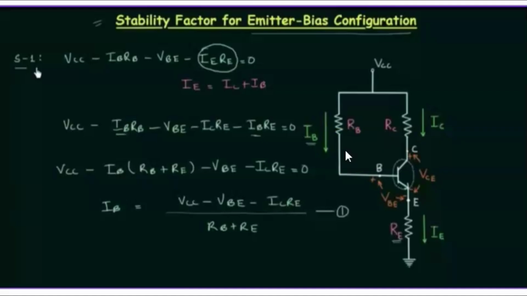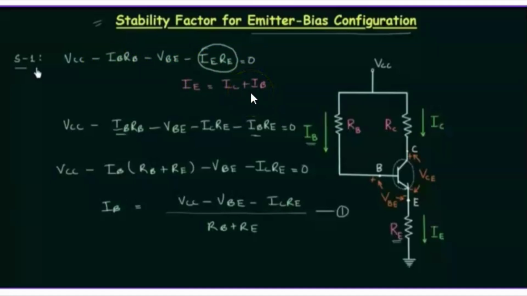आज हम लोग करने वाले हैं एनालॉग इलेक्ट्रॉनिक्स 1 में हमारा अगला टॉपिक, that is stability factor for emitter bias configuration. So here we have our emitter bias configuration and we are going to follow the same 3 steps as we have seen in the previous video. So सबसे पहले we are going to apply KVL in the input part of the loop. So we are going to get the equation as VCC minus IBRB minus VB minus IERE is equal to 0.